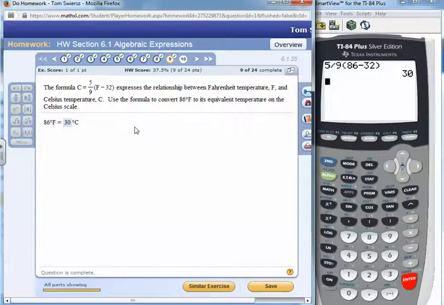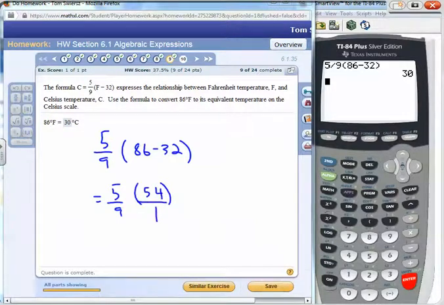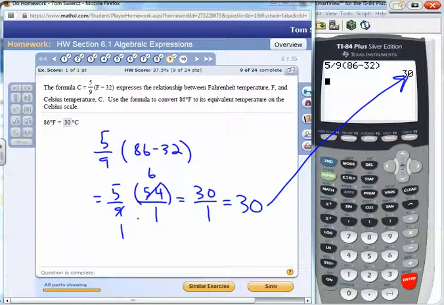All right. Again, if you do it with paper and pencil, it's nothing too difficult. 5/9 times 86 minus 32. Again, you would do in parentheses 86 minus 32, which would be 54. All right, and that's over 1. So then what? 9 goes into 9 once, 9 goes into 54 6 times. Product of the numerators, 6 times 5 is 30. Product of the denominators, 1 times 1 is 1. So 30 over 1 is 30, which is the same correct answer we got using our calculator.